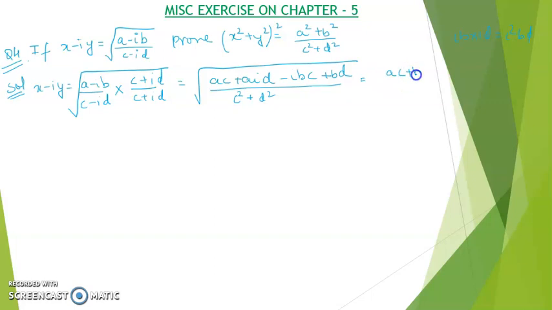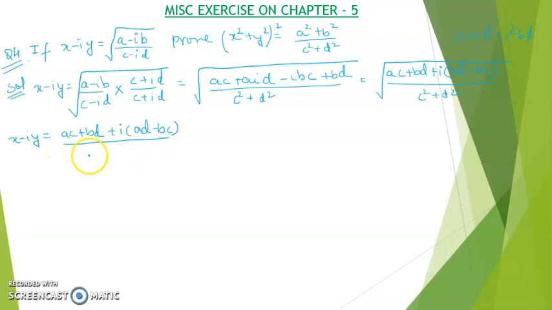Now I can rewrite this, taking the real part and imaginary part together, students. So I will get ac plus bd, plus i times (ad minus bc), upon c square plus d square. Are you following, students? I hope no problem till here; we just multiplied and divided by the conjugate, simple multiplication. So now x minus iy is equal to square root of [(ac plus bd plus i(ad minus bc)) upon (c square plus d square)].